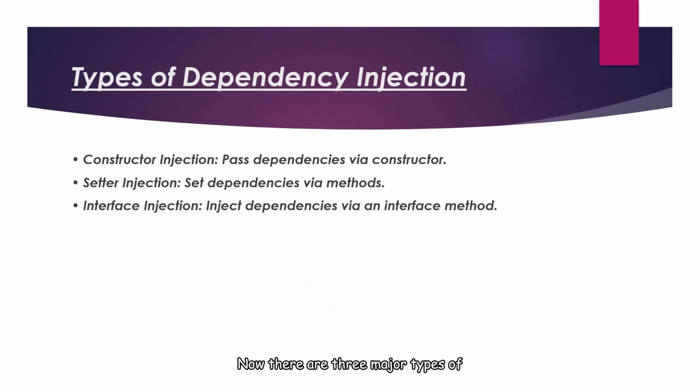Now, there are three major types of dependency injection we should know. First is constructor injection, where we pass the dependencies at the creation of the object. Second is setter injection, where we set dependencies later via public methods. And third is interface injection, which is less common but still important, where an interface forces an object to provide its own dependencies through specific methods. Each method has its own strengths depending on the situation.